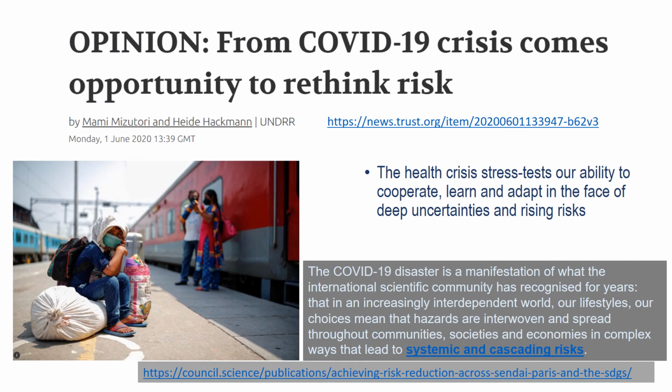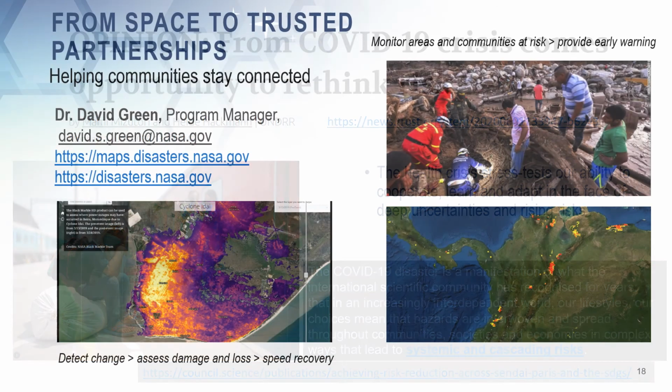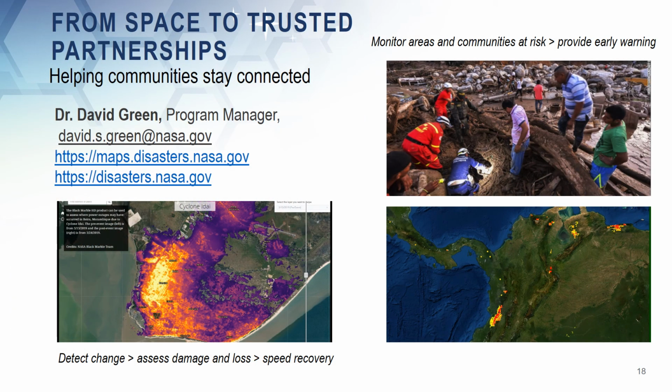Certainly, COVID reminded us of how compounded are those interactions, from health to natural environment to the choices that we make in society and how they come together. And our Earth observations, our science, informs risk-based decision-making. We are partners. Scientists are trusted partners, helping communities stay connected. NASA's disasters program takes an Earth systems approach.